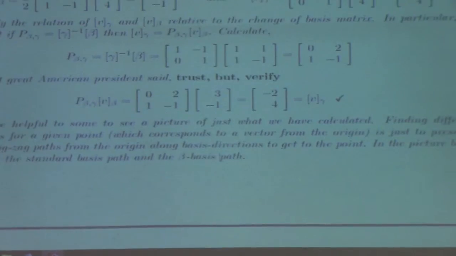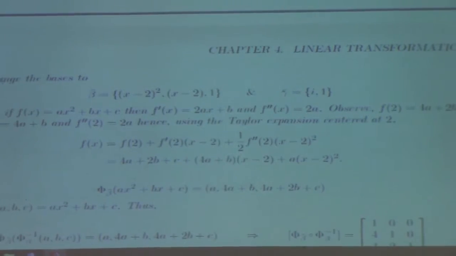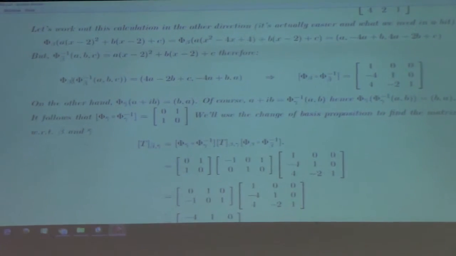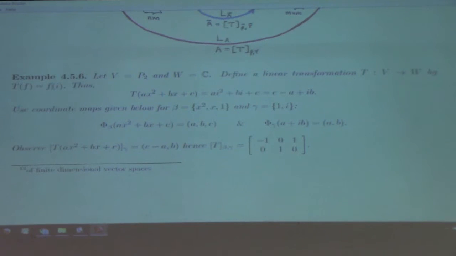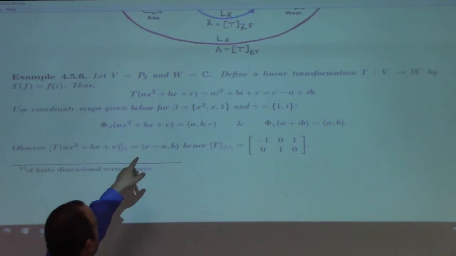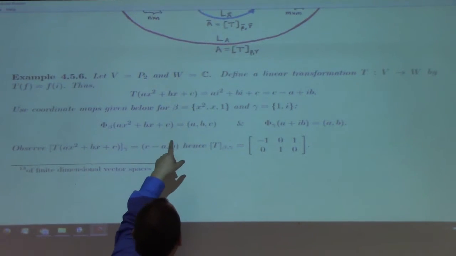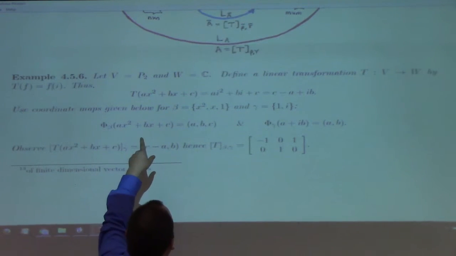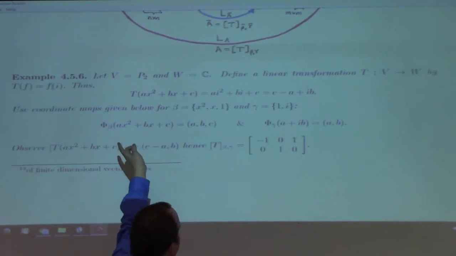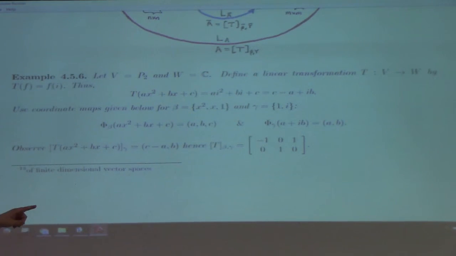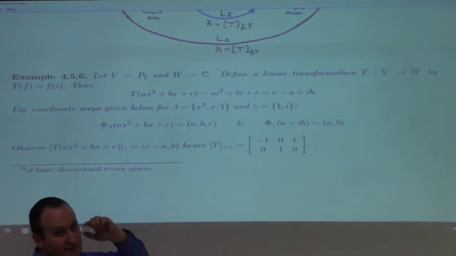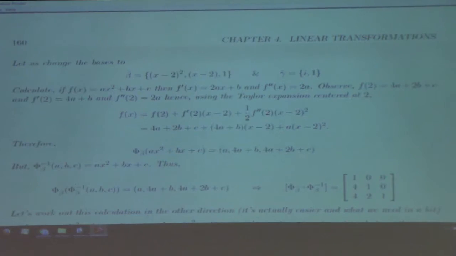I just want to show you one thing, and then I'll shut up. In here, I actually have an example of a linear transformation. The linear transformation is T of f is f of i. I look at a linear transformation from quadratic polynomials to the complex numbers, and I find the matrix of T with respect to a particular choice of basis. Then on the next page, I look at a different basis, and I find the matrix of T with respect to that different basis.